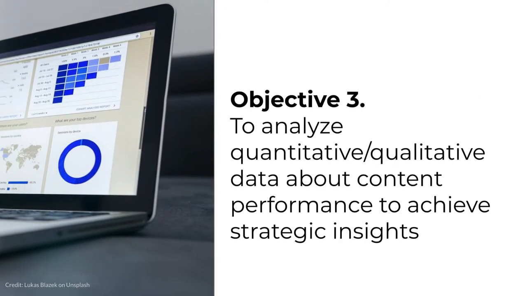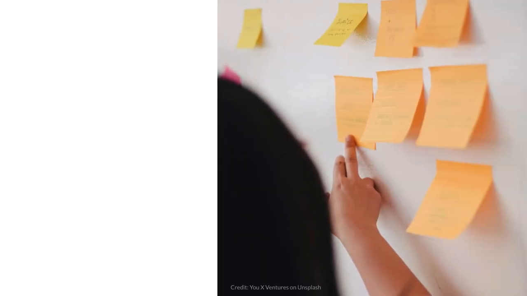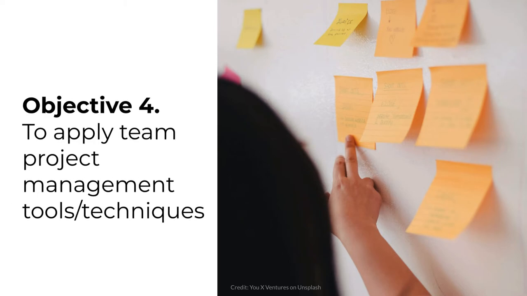The third objective is for you to achieve strategic insights from analyzing data collected about content performance. The fourth objective is for you to apply project management tools or techniques like charters, work breakdown structures, Kanban, Trello, status updates, peer review, all of those during a team content strategy project. You'll be assigned to a team before Module 2 begins.